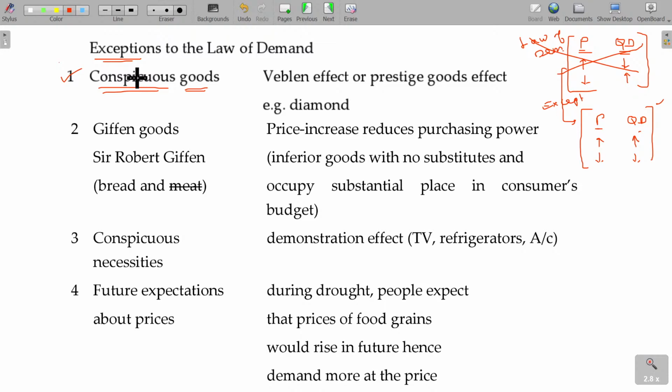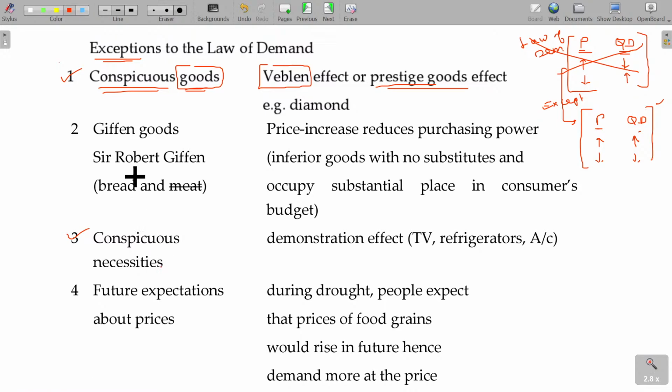Some people care about brand image, right? I want to purchase only the branded commodity. The unbranded may be 500 rupees, but they are willing to pay 5,000 rupees if it is branded. And the branded, they want to disclose as well as demonstrate in front of friends and relatives also. That will also be called conspicuous goods or conspicuous necessities. So this is called conspicuous goods: diamond, gold, platinum. Okay. This was propounded by Veblen, that's why it's called the Veblen effect. And especially prestigious goods.